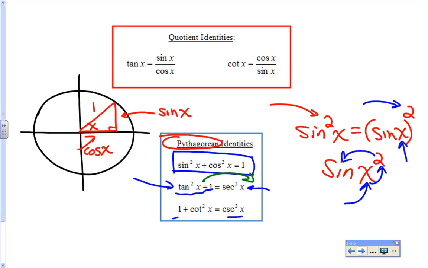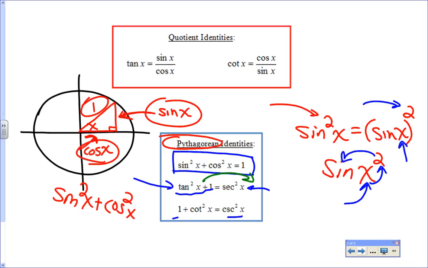So wait a minute. This side here is cosine. This side here is sine. So cosine squared plus sine squared, if I put it in Pythagorean theorem, right? A squared plus b squared has to equal c squared. You see that? So sine squared plus cosine squared, which is a squared plus b squared, has to equal c squared, but c is 1. So when you square it, you get 1.